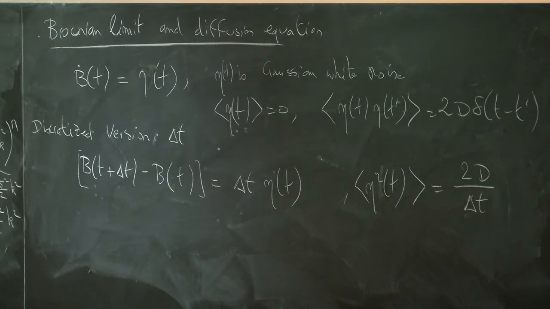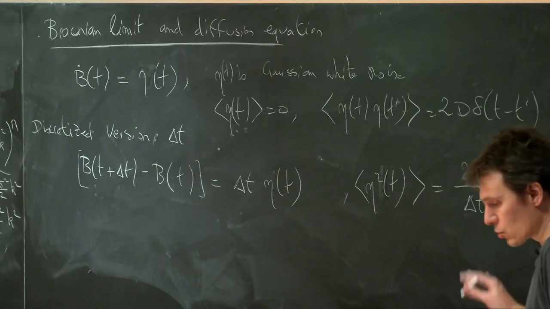And that's obviously, dimensionally, correct, right? The delta function of t has a dimension of inverse time. So that's the only thing that I can imagine, and that's the way I discretize this Brownian motion version.